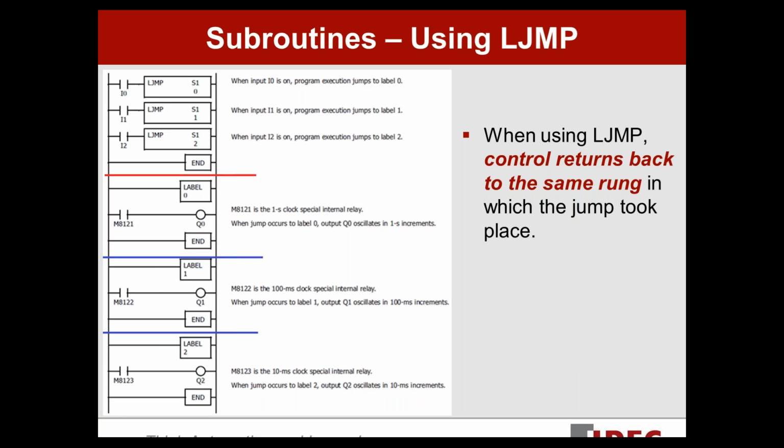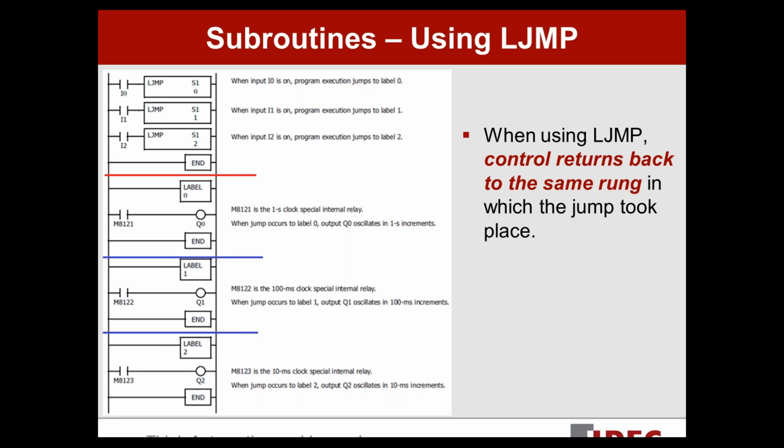So once we execute that code, we hit the end statement, the ljump instruction, control goes back to the rung from which the jump took place. So in other words, it goes back to the very top of the program to I0, okay?